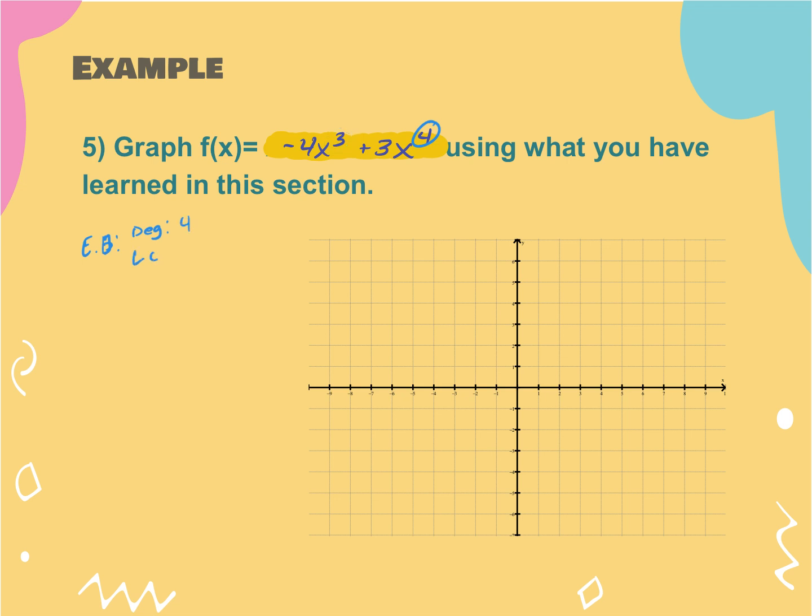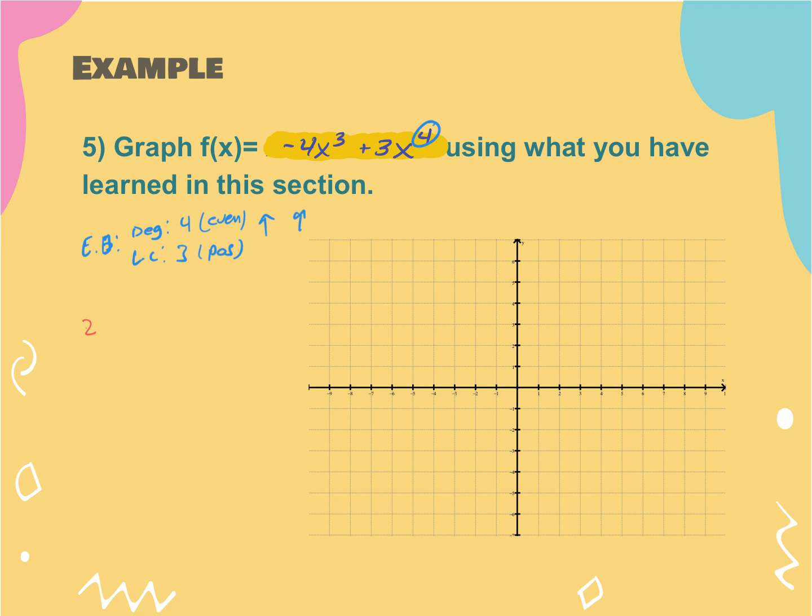And our leading coefficient is going to be whatever's in front of that x to the 4th, and it's going to be a positive 3. So 4 is even, and 3, well, let me draw that a little bit better. And 3 is positive. Even positive, we go up in both directions.